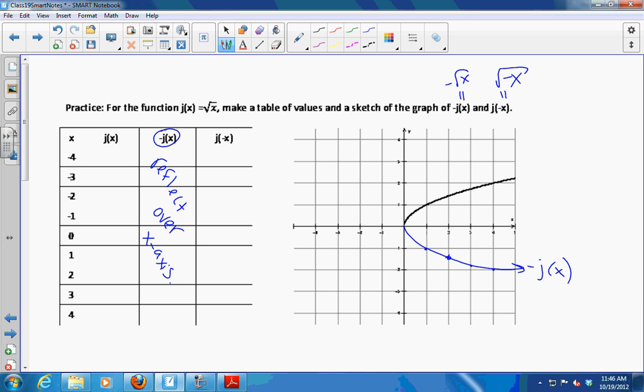Now j of negative x, what kind of reflection is that one when you put a negative inside? Over the y-axis. So I want to take this original and reflect it over the y-axis. And you get something like this. J of negative x. So this is reflect that one over the y-axis.